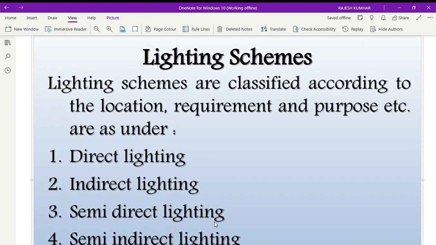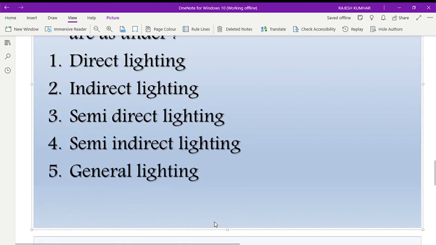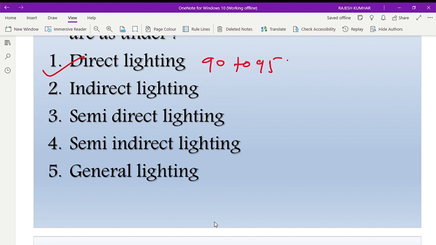Now, here are some important factors of lighting schemes according to the classifications based on location, requirements, purposes, and so on. Basically, five points are categorized. First one is direct lighting. Direct lighting means that 90 to 95% of the light falls directly on the object or surface. Suppose this is the source and the light goes directly downwards. That is the direct lighting scheme.